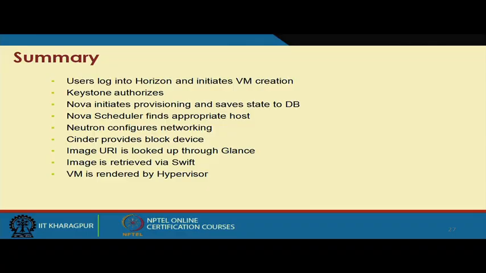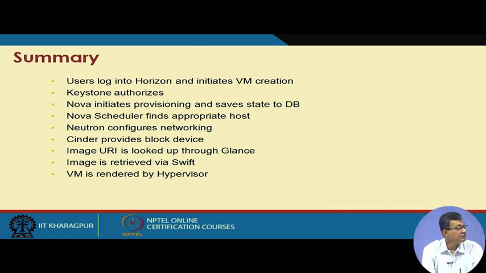So, in summary, if we have a quick overview of the whole OpenStack: the user logs in to Horizon and initiates the VM creation, Keystone authorizes it, Nova initiates provisioning and saves state to the database, the Nova scheduler finds an appropriate host, Neutron configures the networking aspects, Cinder provides block devices, the image URI is looked up through Glance, the image is retrieved via Swift, and the VM is rendered by a hypervisor.